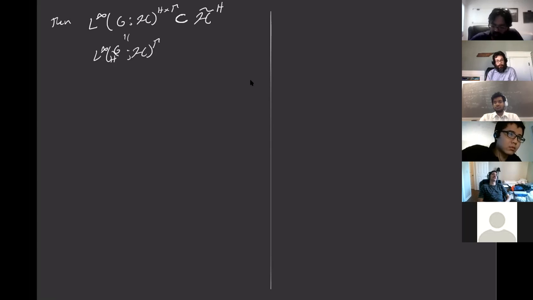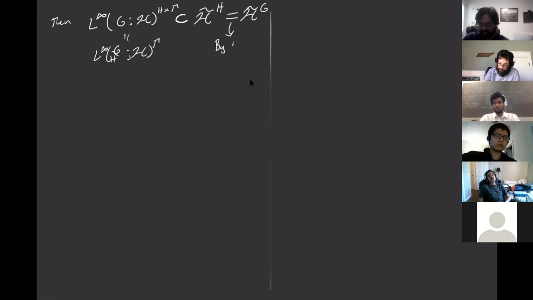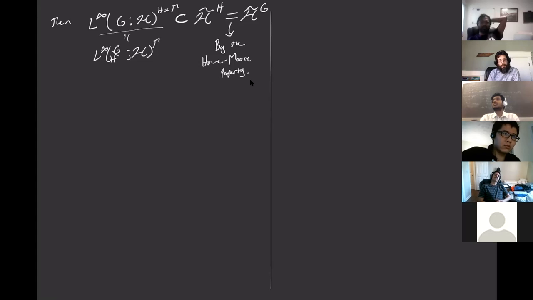But I just remarked before that whenever you have a unitary representation of a Howe-Moore group, and you have a non-compact group, then as soon as a vector is fixed by H, it's automatically fixed by G, right? So this is actually equal to the G fixed space by Howe-Moore. So the space here that we want to compute is actually the same as the G fixed vectors. So once a vector is H fixed, it's already G fixed.